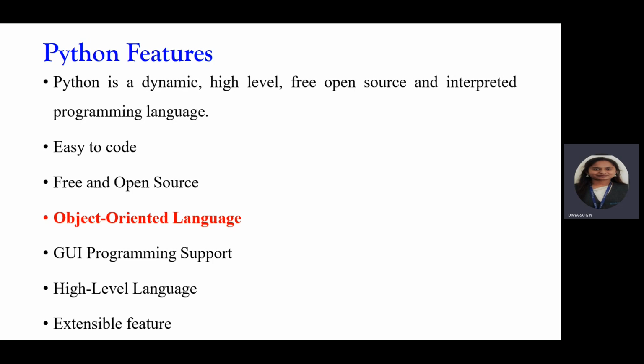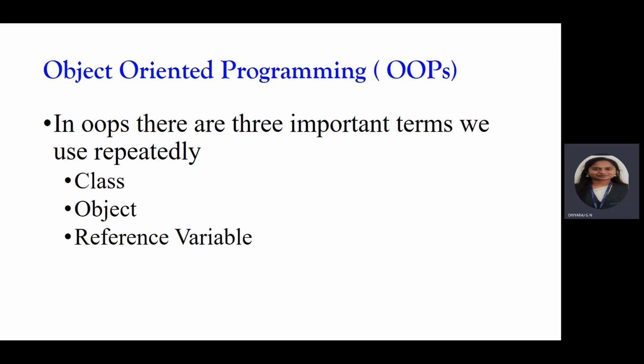So let's start with the OOPS concept. In short, we call it OOPS, which is object oriented programming. Here in object oriented programming, there are three important terms we repeatedly use: one is class, one is object, and one more is reference variable. So in today's class, let's see what is a class, what is an object, and what is a reference variable. Very important.